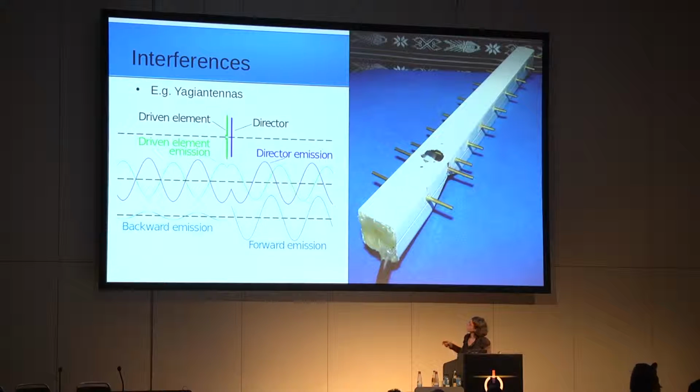So you can see this, for this 2-element Yagi, we get the driven element and the emission from this element, and then we get the director, and the emission from the director is out of phase in such a way that here to the front of the antenna we got a constructive interference, so the signal is getting bigger, and to the back, the backward emission, we got a destructive interference, so we get less power to the back and more power to the front as wanted.